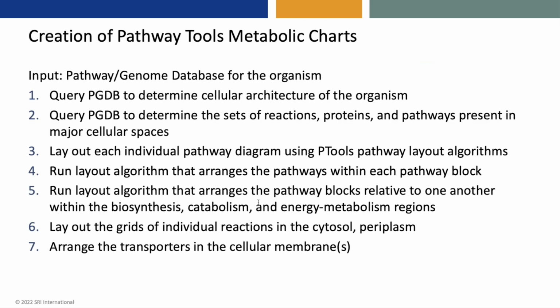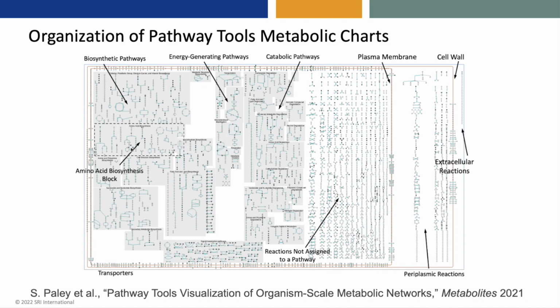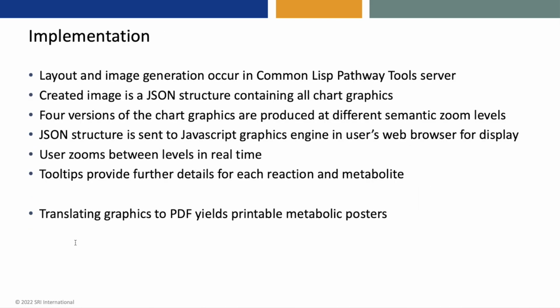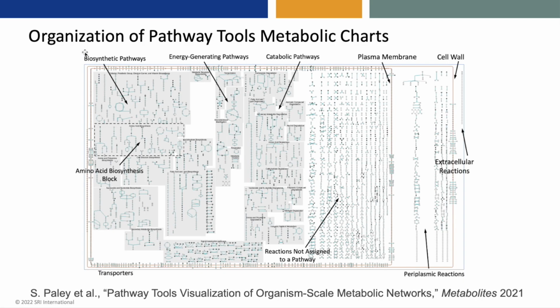The next thing the software does is to arrange the pathway blocks relative to one another within three major regions of the diagram that capture biosynthesis, catabolism, and energy metabolism. So for example, the amino acid biosynthesis block is part of this larger biosynthetic pathway region. And finally, the software lays out grids of individual reactions and arranges transporters in the cellular membrane. Here's the grid of individual reactions. There's one for the cytoplasm and there's one for the periplasm. And here are the transporters in the cell membrane.